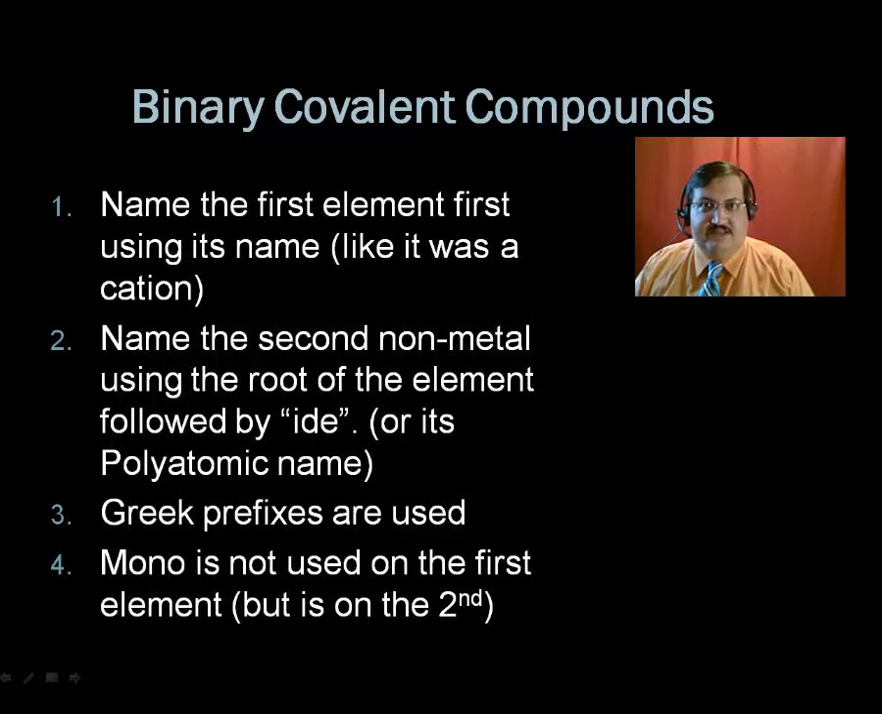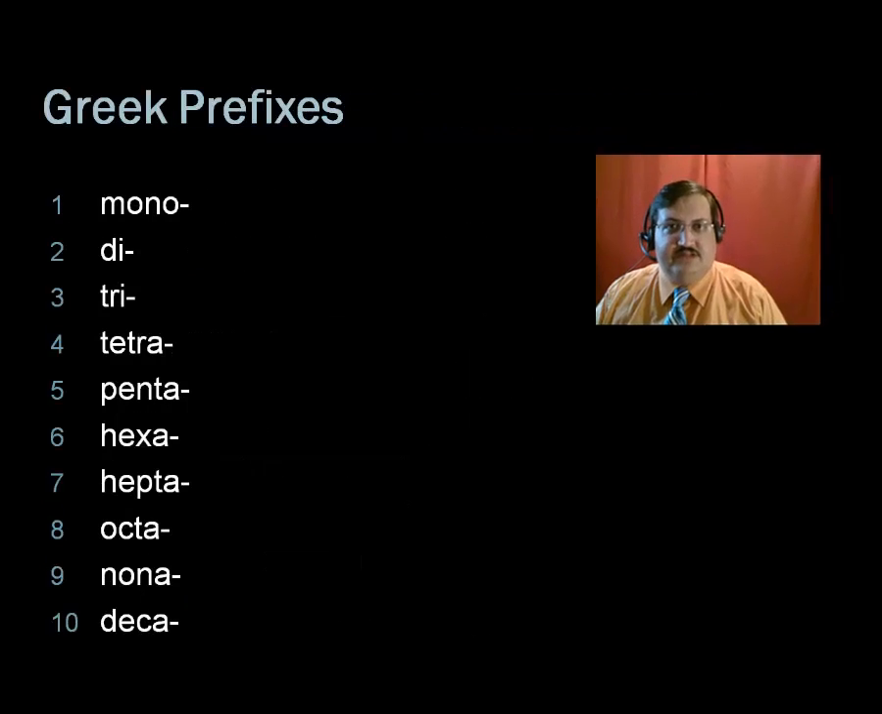The one caveat that is common is that mono is not used for the first element. Mono would be the Greek prefix for 1, but you will use it on the second element. A good way of remembering this is thinking of a common compound that we hear a lot about, carbon monoxide. We do not use mono on the first element, carbon, but we do use it on the second element, oxygen, which is oxide. So carbon monoxide. If we had 2 carbons, it would be dicarbon trioxide or tetraoxide, most likely.